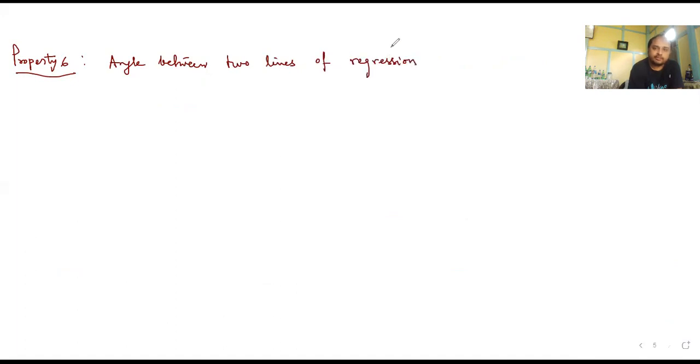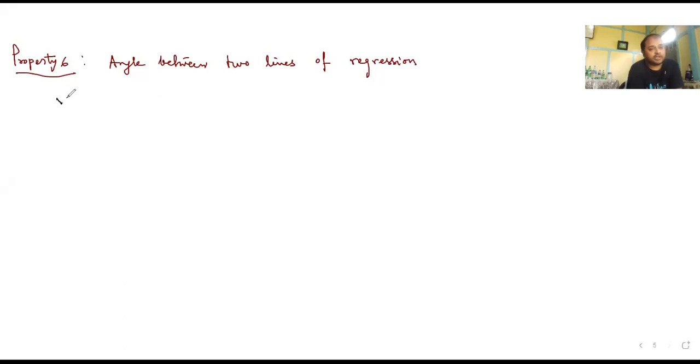And there is another property, property 6. It is asking us to find the form of the angle between two lines of regression. Okay, so let me quickly find it out.